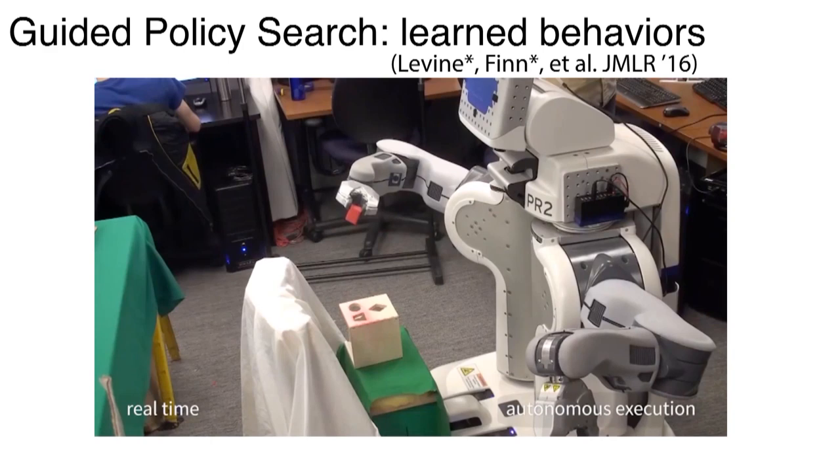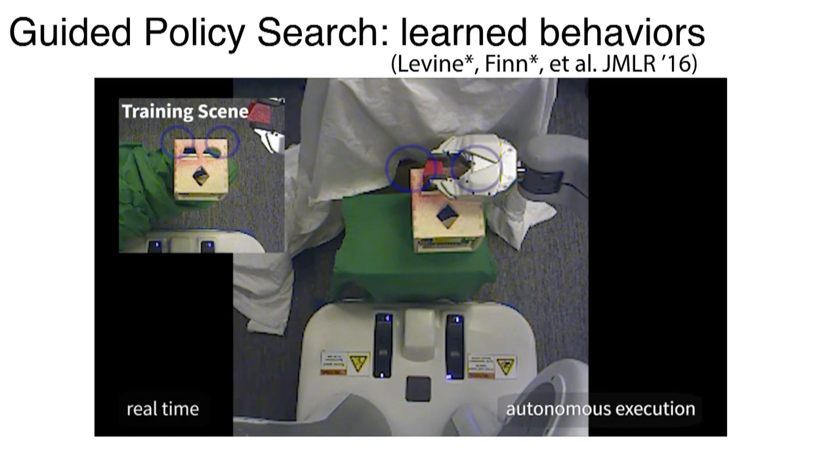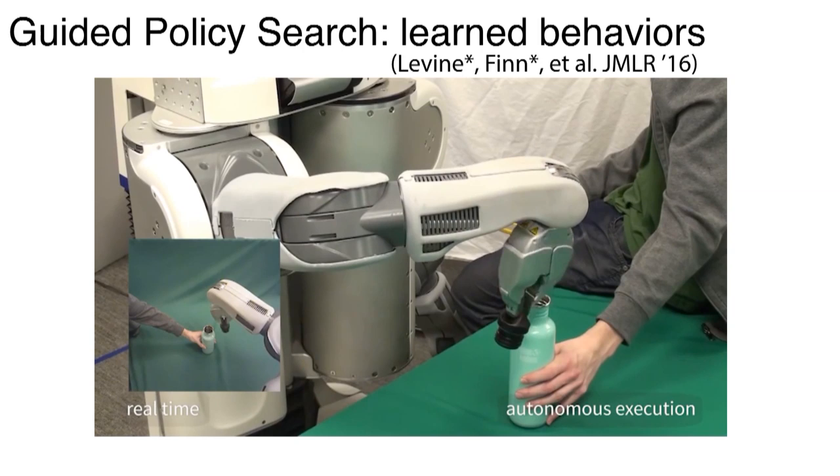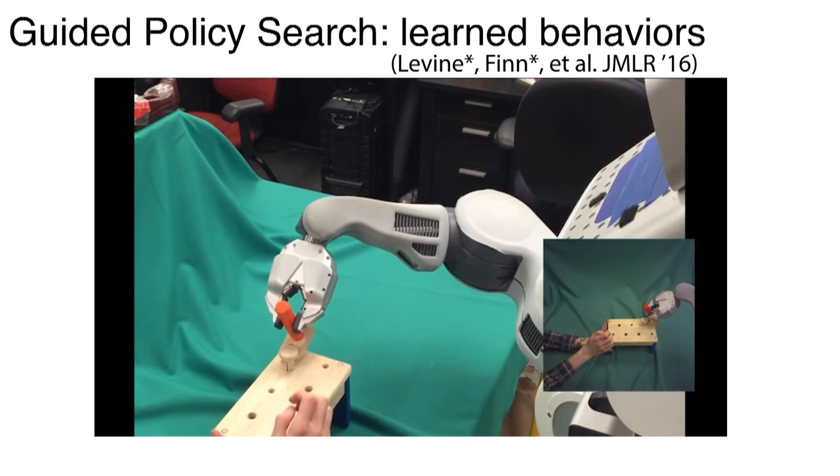So all of these skills were learned with less than 300 trials, which is about 25 minutes of robot time per task. There's some additional computation time for training the policy, but in terms of sample complexity, this is the sample complexity. So the pros are that you can efficiently learn complex vision-based skills. And one of the downsides is you do require state during training time in order to train these policies.